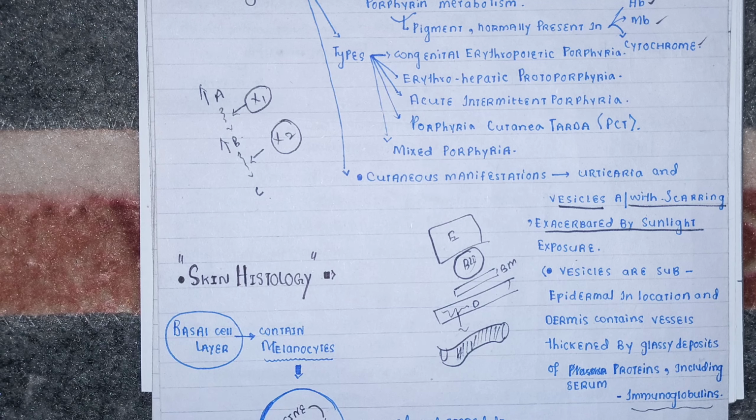Okay, so this was a short review of porphyria, but you can better understand this topic in biochemistry. For now, this is all about beta non-inflammatory blistering disorders of skin.